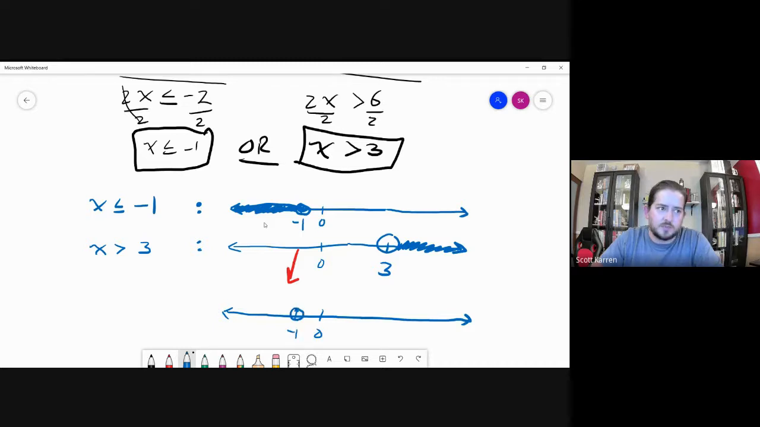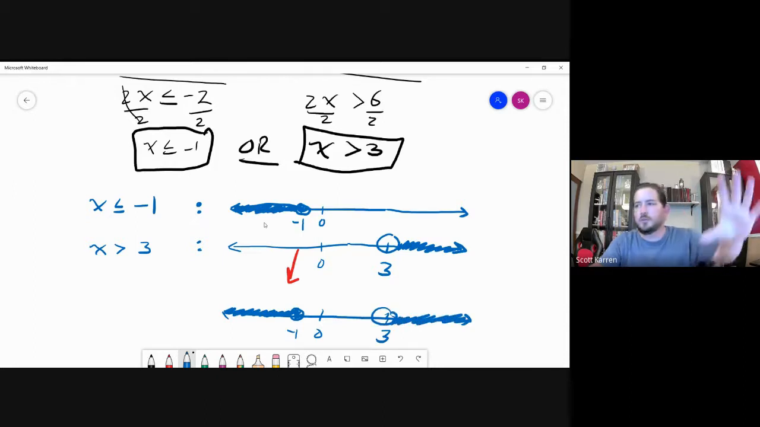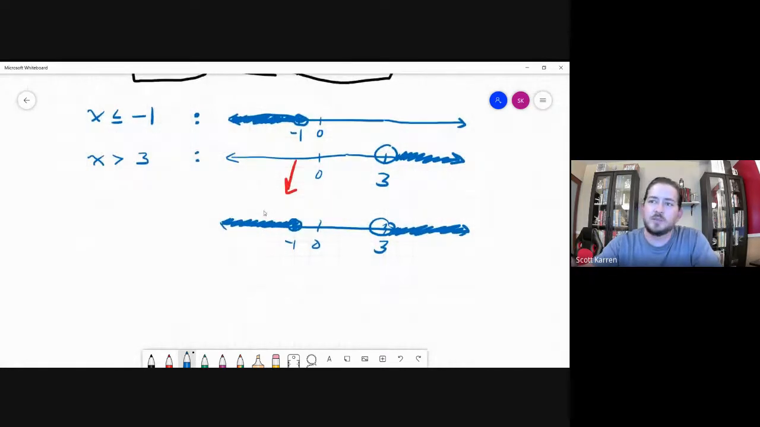-1 is included because it's part of the top one. All of these to the left are included because they're part of the top one. 3 is not included because it's not included on either top or bottom, but everything to the right of 3 is. So I'm literally just taking these lines and putting them on top of each other and seeing what's there. And this is what's there. So when I write this, it's a disjunction because I have to put a union between these two sets.